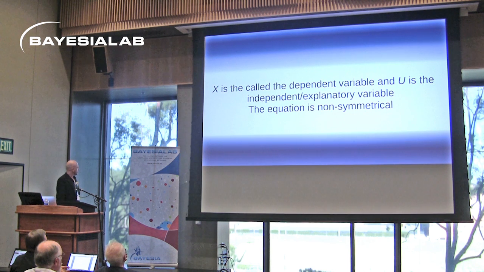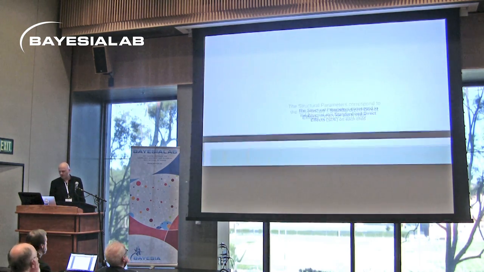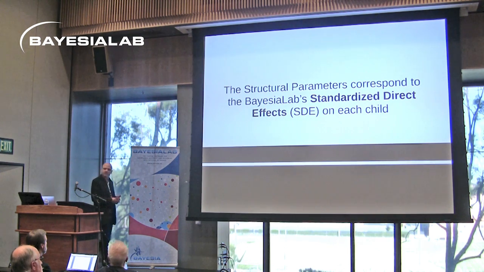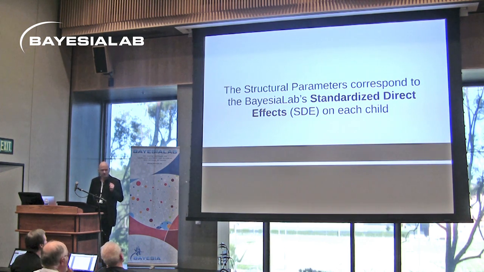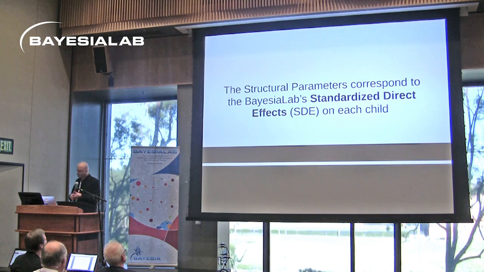Just again for vocabulary purposes, X is called the dependent variable, and U, in this case, is the independent explanatory variable. Again, this is non-symmetrical; you cannot reverse the equations. And here is the first link with the BayesiaLab vocabulary. The structural parameters correspond to the standardized direct effect that we have in BayesiaLab, associated to each child. So in this case, a linear system, we have these standardized direct effects.